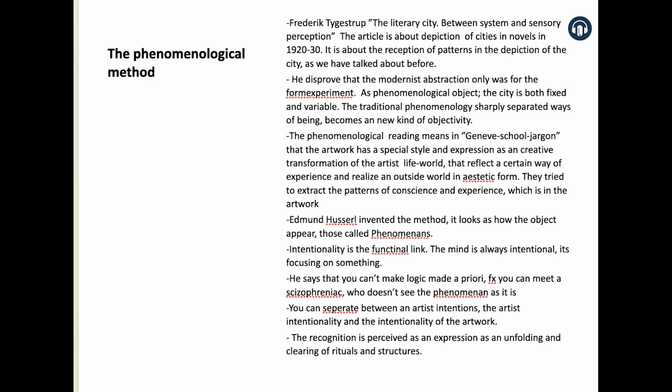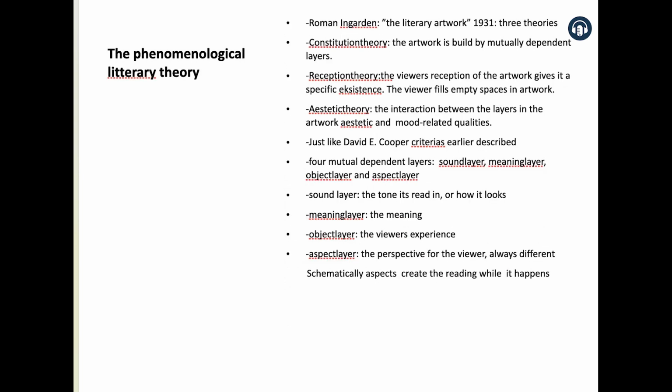The recognition is perceived as an expression, as an unfolding and clearing of rituals and structures. And in Roman Ingarden's The Literary Artwork from 1931, he presents three theories. The constitution theory: the artwork is built by mutually dependent layers. The reception theory: the viewer's reception of the artwork gives it a specific existence. The viewer fills empty spaces in the artwork. And aesthetic theory: the interaction between the layers in the artwork, aesthetic and mood-related qualities.